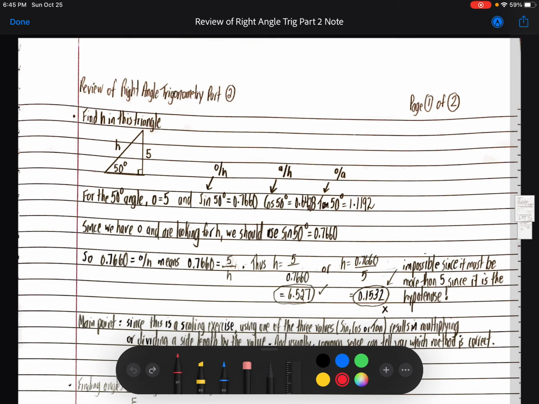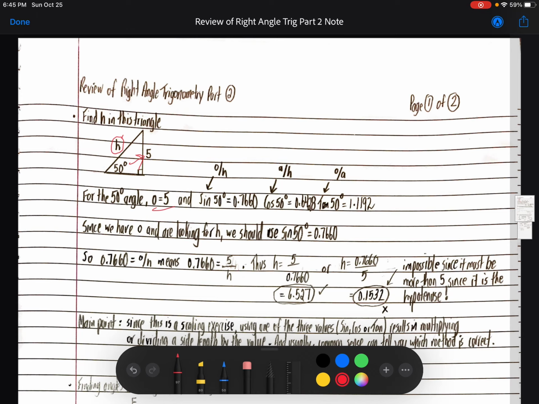We're going to do a question here where I need you to find h, or the hypotenuse, in this triangle. So for this 50 degree angle, we see that the 5 is opposite the 50, so O equals 5. And then we use sine, cos, and tan, and the calculator: sine of 50, cos of 50, and tan of 50. But you can also use the trig tables if you wanted to get these decimals.